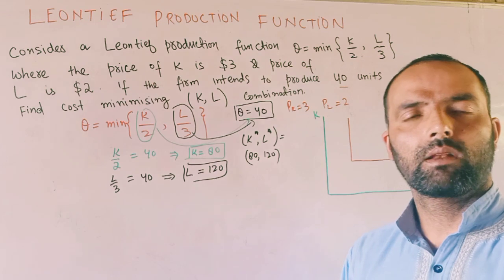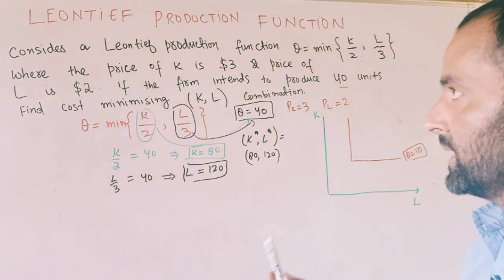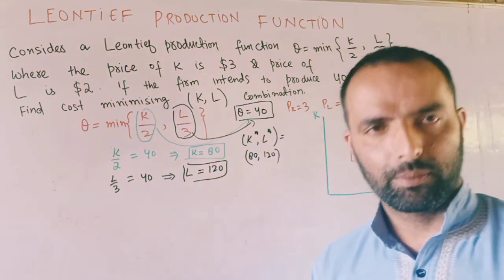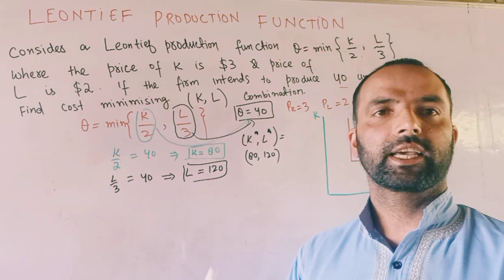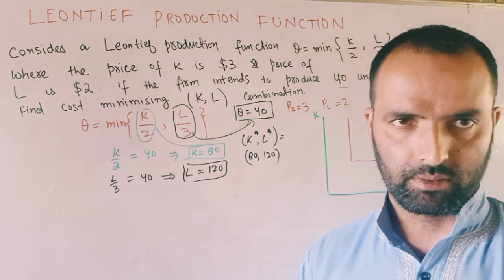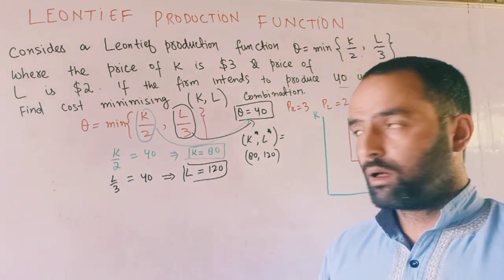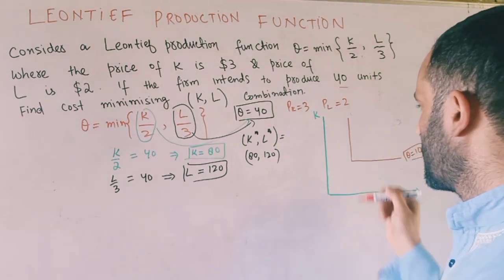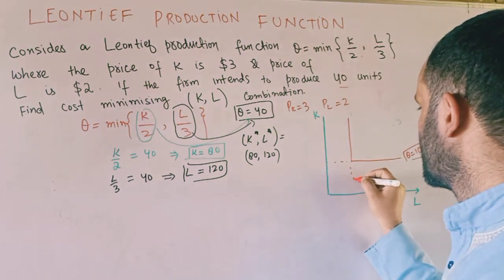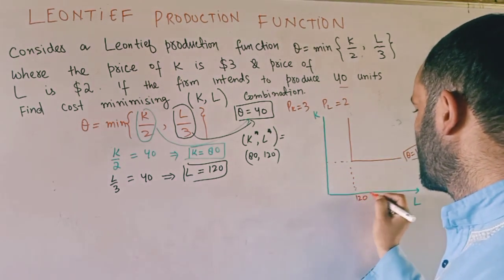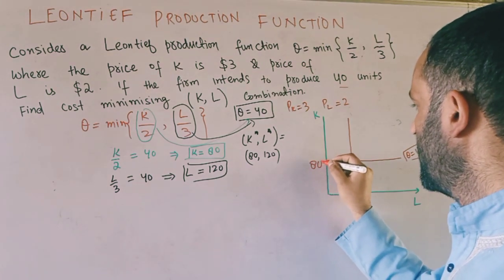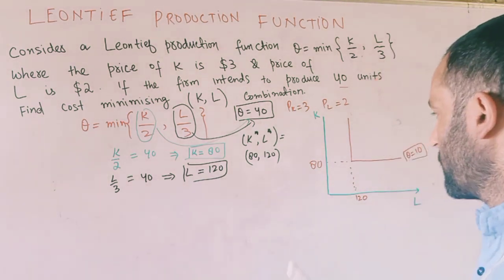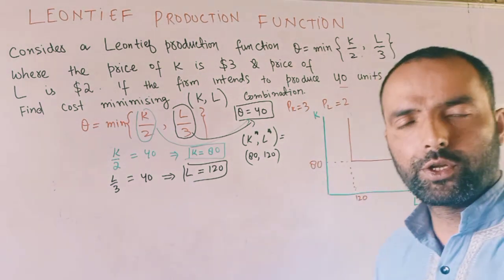But what is the logic behind this? When I say it is a fixed proportion production function, we say that production cannot be increased unless we increase the inputs in the same proportion. Let me write it here first. So our optimal combination is 120 units of labor with 80 units of capital. Okay, so to produce 40 units of output, we require 80 units of capital and 120 units of labor.